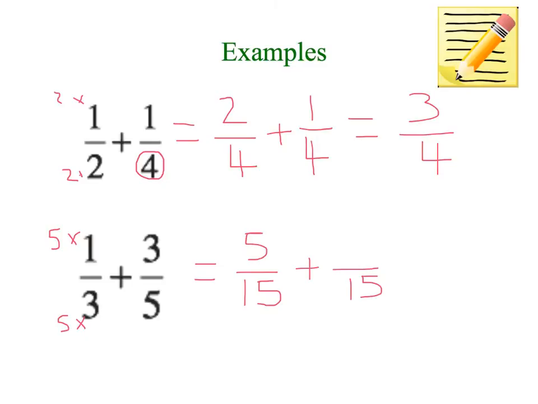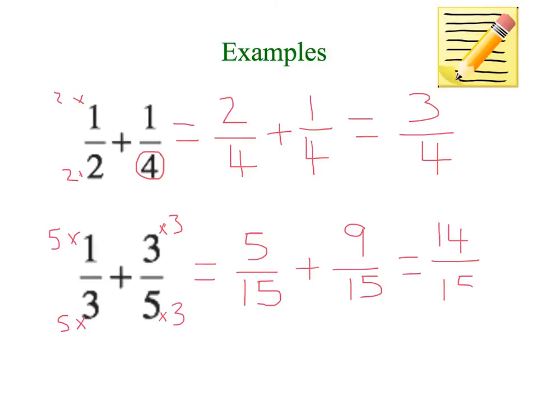And then what did we do with the 5? We times it by 3, didn't we? So we have to times the numerator by 3, so 3 3s are 9. So these are their equivalent fractions with 15 as the denominator. Right, then we just add it up.